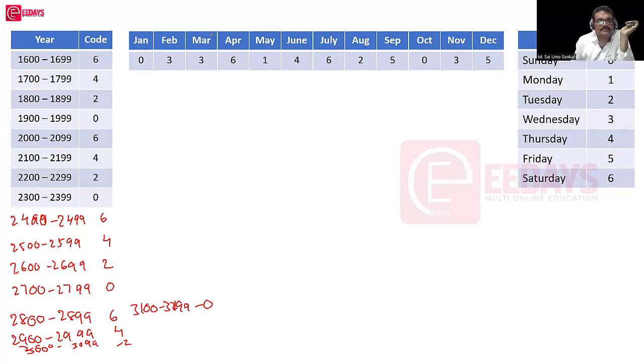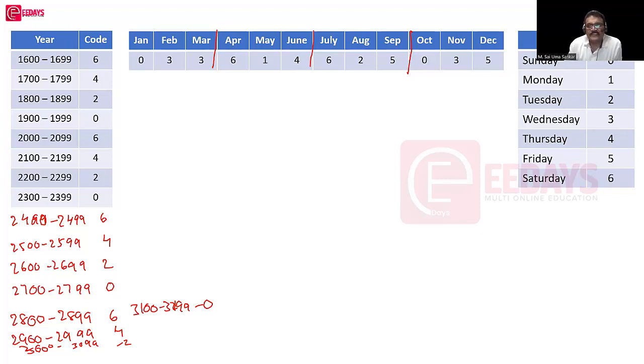Next, how to remember this one? Just split this one into 4 parts. First 033, next 614, next 625, next 035. Try to remember these codes. First 033, last 035. In between April to June 614 and July to September 625. Okay, just split these 12 months into 4 parts. 033, 035, 614, 625.